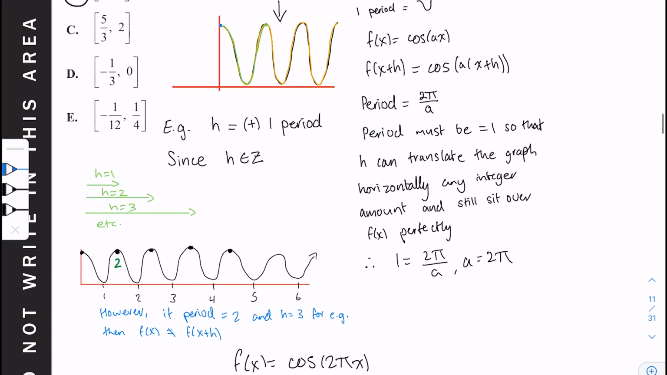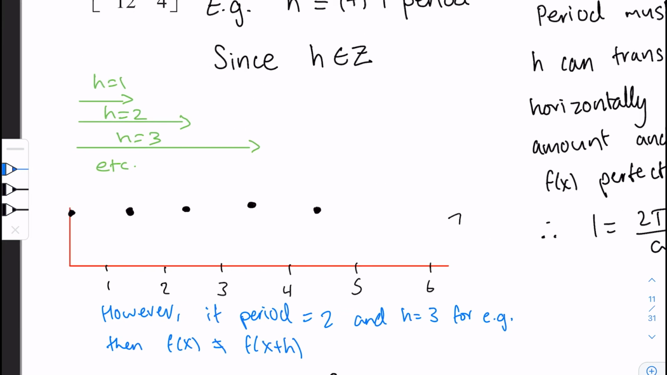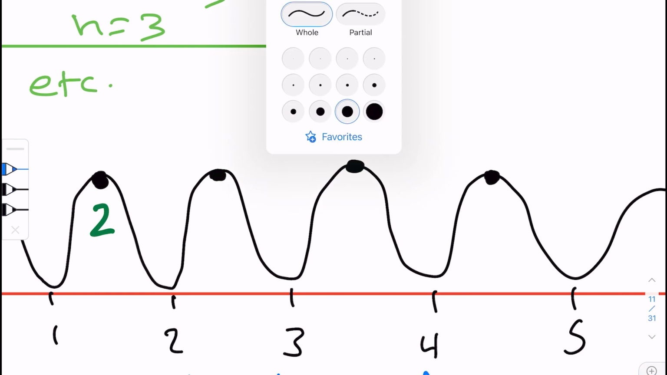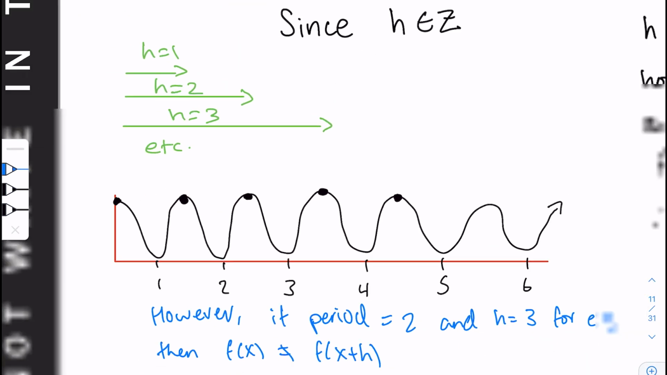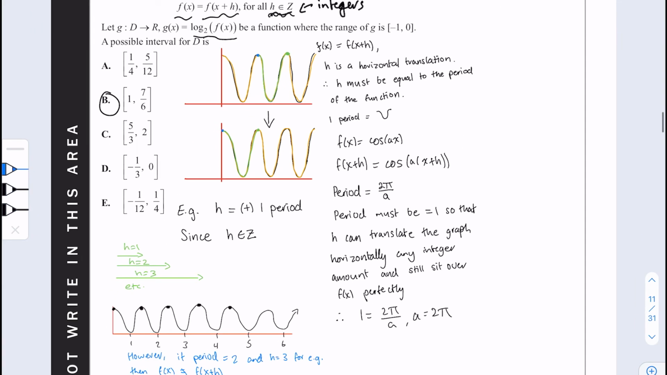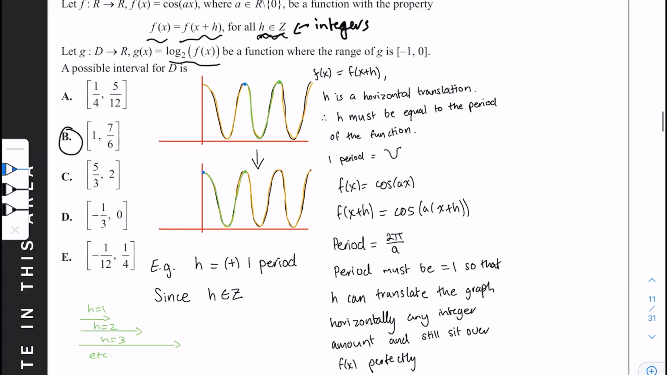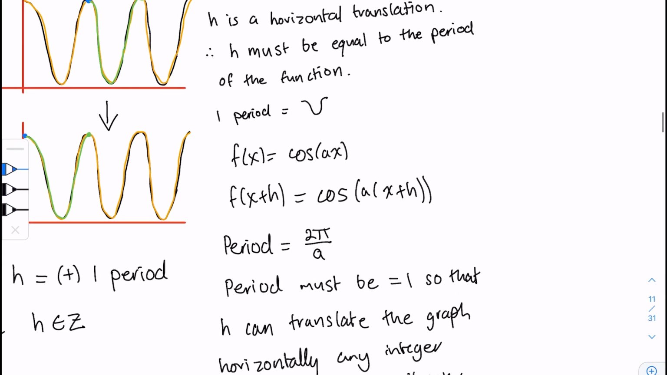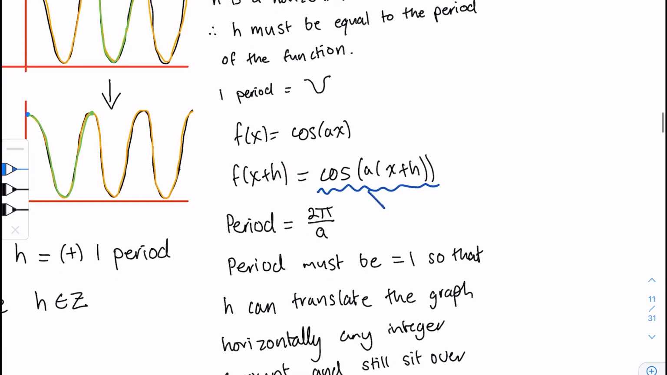The period can't be any integer, it has to be 1, because then it works for any h value, any integer value. So we know the period is equal to 1. And now we have to rework the equation. So we know cos AX, or f of x, has become f of x plus h. So now cos becomes cos of AX plus h. And we know that this value is the dilation factor, right? That's the dilation factor there.